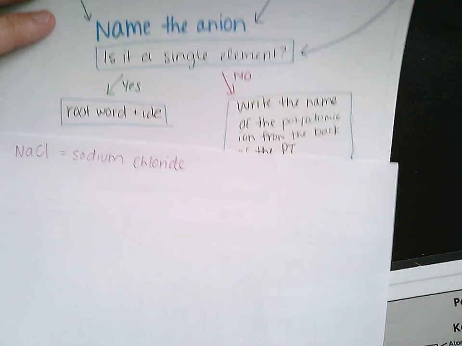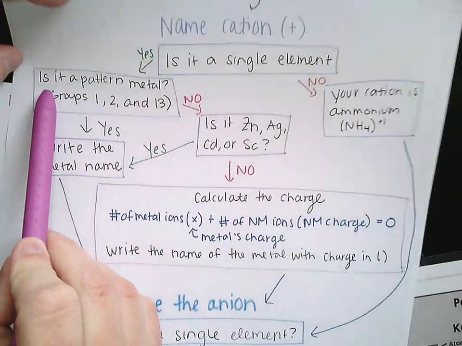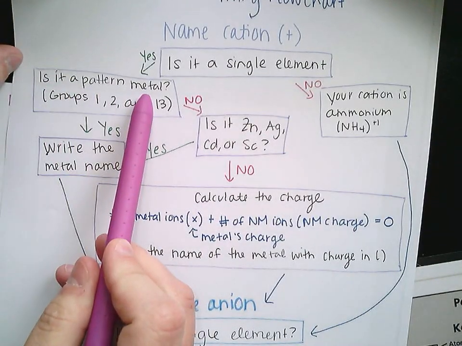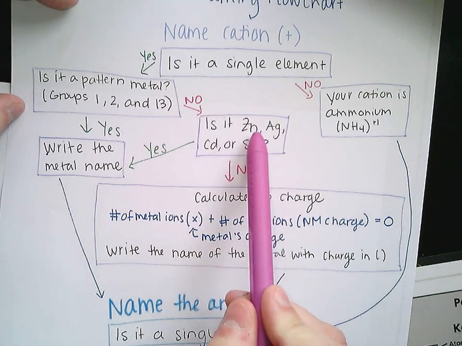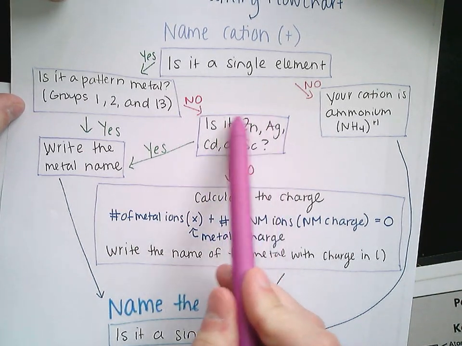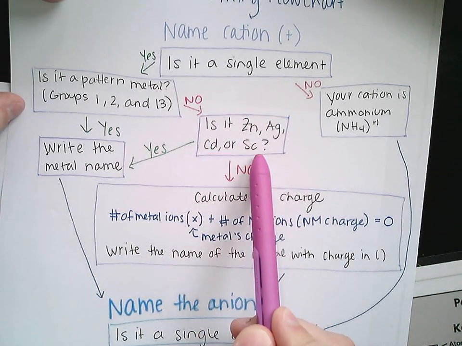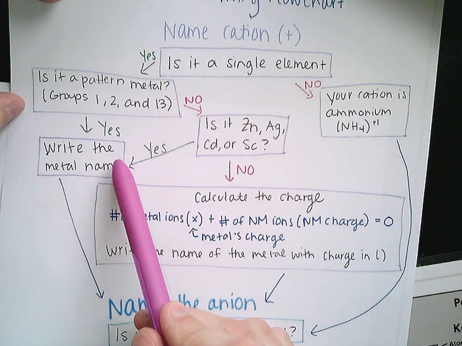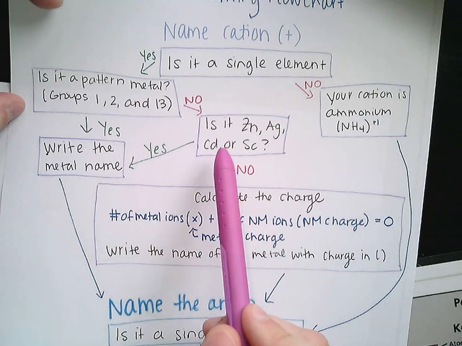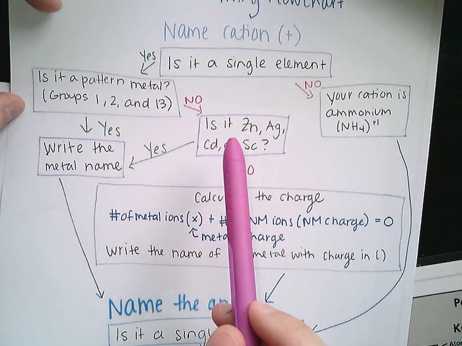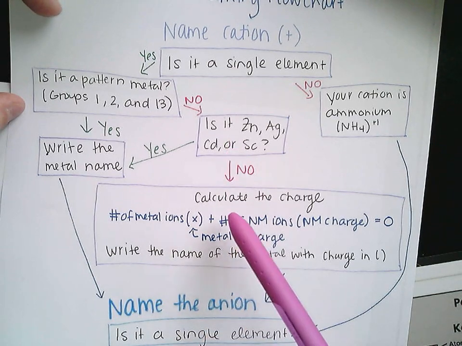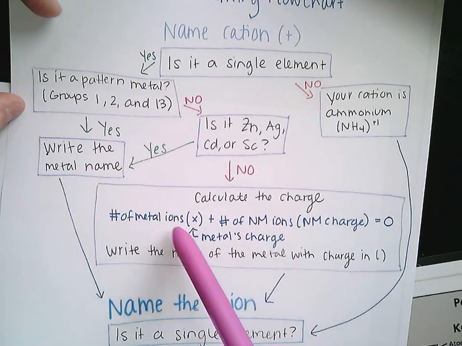We'll walk through some other examples so you can see the other parts of this. So for example, if I had gotten to the question about is it a pattern metal and I would have said no, I then ask you if it's one of our 4 exceptions. Remember, if it's one of these 4 exceptions, it only has a single charge, so we only need to write the metal name. If it is not in group 1, 2, or 13, and it's not one of our exceptions, that's when you're going to have to calculate the charge.